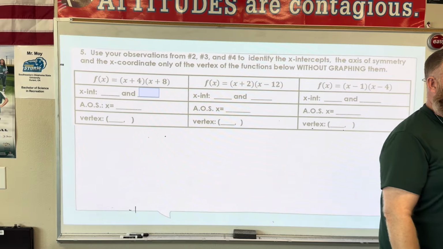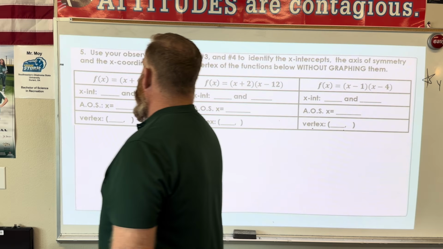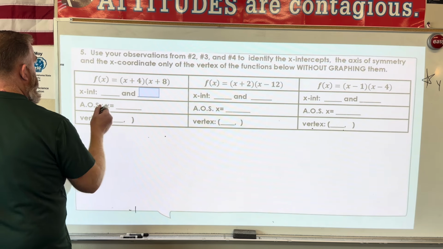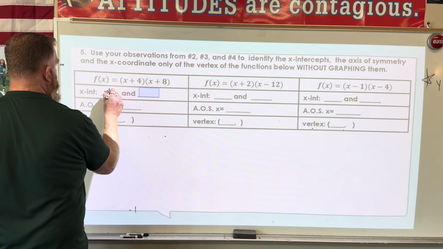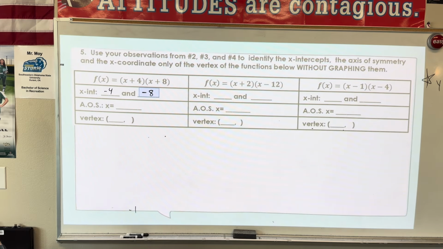What are my 2 numbers in the equation for this one? We have x what? Somebody read it to me. x plus 4, x plus 8. So we have a positive 4 and a positive 8. Agreed? So my x-intercepts are going to be -4 and -8. Okay, now here's the tricky part.